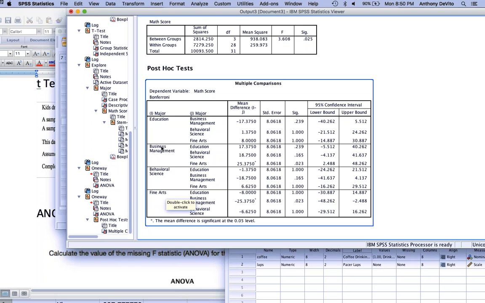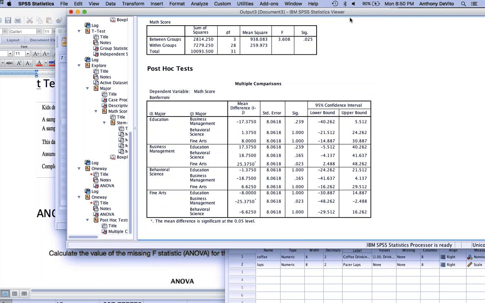You'll notice that you get the same result when you compare business majors and fine arts majors as you do when you compare fine arts majors and business majors. Right? The results are the same. They just do every permutation for each one of these values. Okay, so that's where we stand there. So that's our analysis of variance.